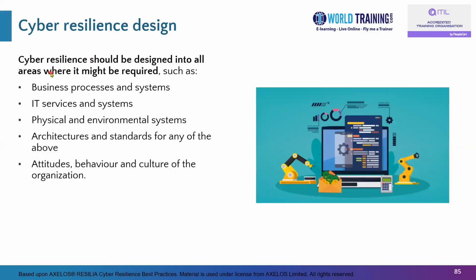A key point is that this cyber resilience should be designed into all areas where it might be required, such as in business processes and systems, IT services and systems, physical and environmental systems, architecture and standards for any of the above. And that's interesting, isn't it? The resilience has to be there in the architectures and standards as well. And then attitudes, behavior, and culture of the organization. So we should not tend to think that the controls will only be technical. There are also the people and process controls.